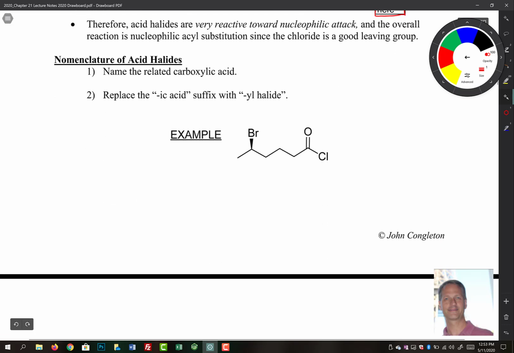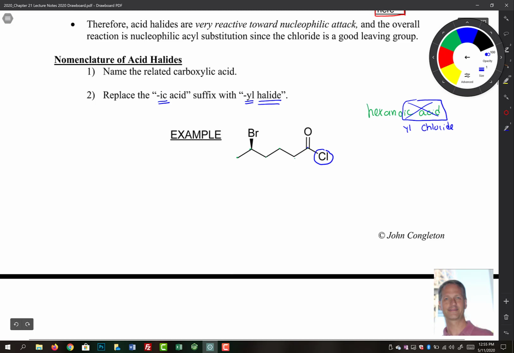Now as far as naming these things, well, we name the related carboxylic acid, and then what we're going to do is replace the ic acid with an "il" and then whatever that halide is. Most often we'll see that as being a chloride because we use thionyl chloride to make acid chlorides. So looking at this, we have 1, 2, 3, 4, 5, 6 carbons. So 6 carbons is hex. It'd be hexanoic acid. After that, we're going to drop the ic acid part, and we're going to add "il," and then it's chloride here for your halide.